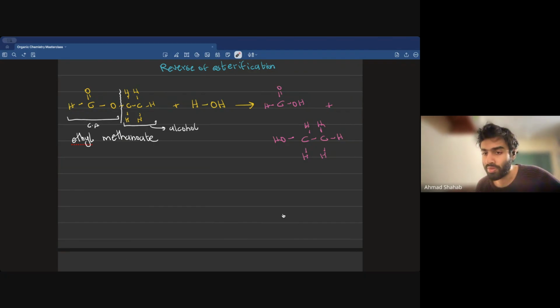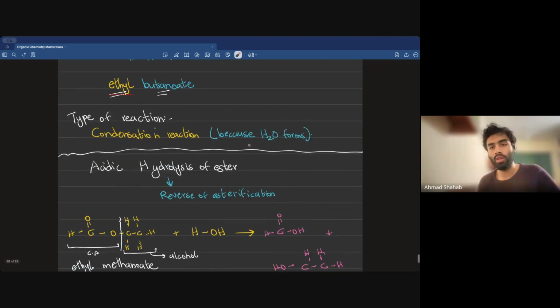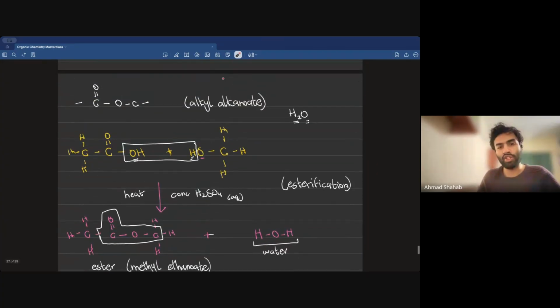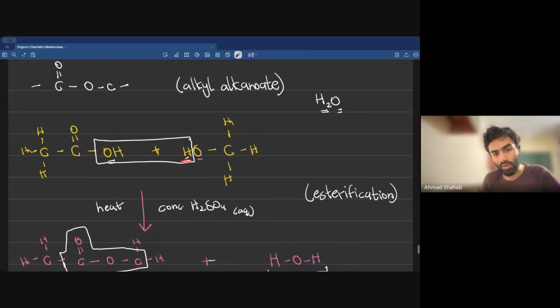Reverse system when you make the water. Right. Okay, so again, I'll show you this again. This hydrogen comes from the alcohol. The hydrogen alone comes from the alcohol, and the carboxylic acid gives OH both, right?